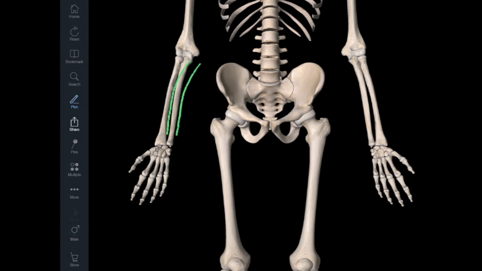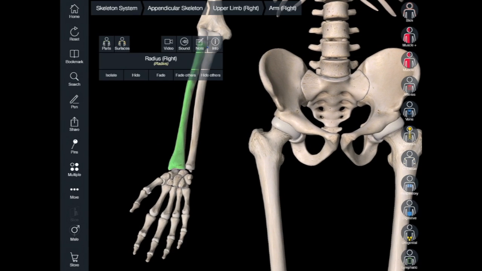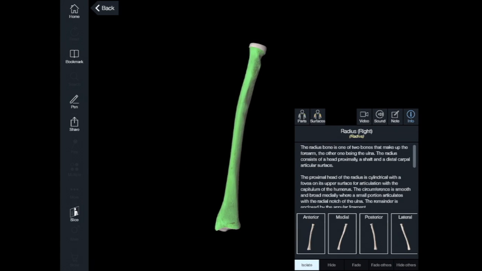However, the anterior view of the left radius has a curve like this, and also for the ulna. Okay. So now let's go back to the isolated view of the right radius. Alright, so we now know that this is the anterior view of the right radius, and we're going to talk about the parts and surfaces of this radius bone.